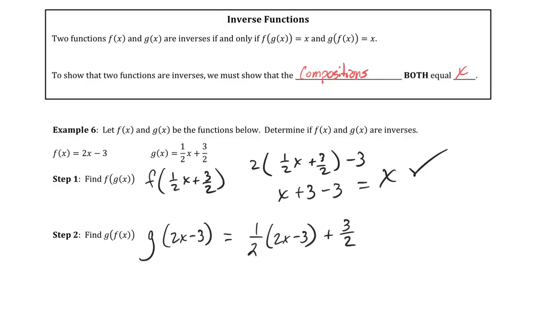Distribute: 1/2 times 2x is x, minus 3/2 x plus 3/2, and again we get x. So these are definitely inverse functions of each other. I'm going to tell you that I kind of cheat the system here. If I'm asked whether they're functions and I have to show it the way they want me to show it, I'd have to do this.